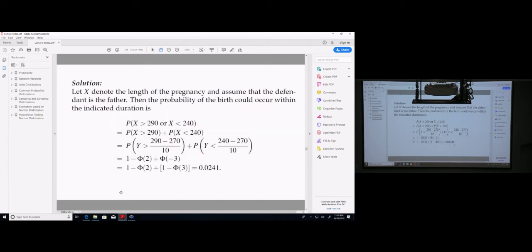All right. So the probability is about 2.4%. Now, for the expert witness, in probability calculations, this is where we will stop. And now it's up to both lawyers to argue whether 2.4% is small or not small. If it is small, then the argument would follow that since this is small, it is unreasonable to assume that the husband is actually the father of the pregnancy.